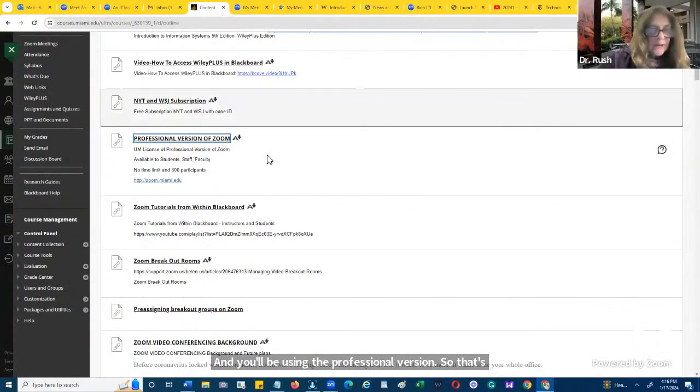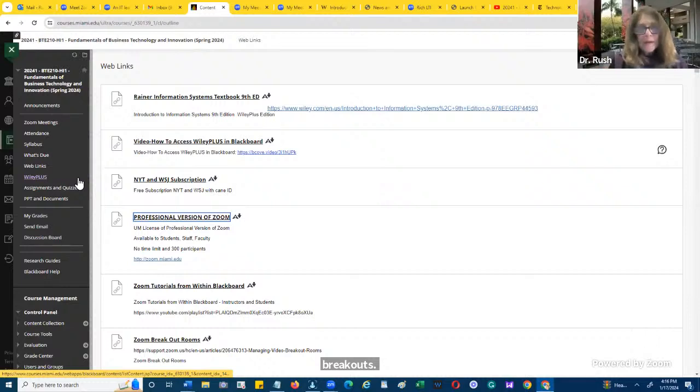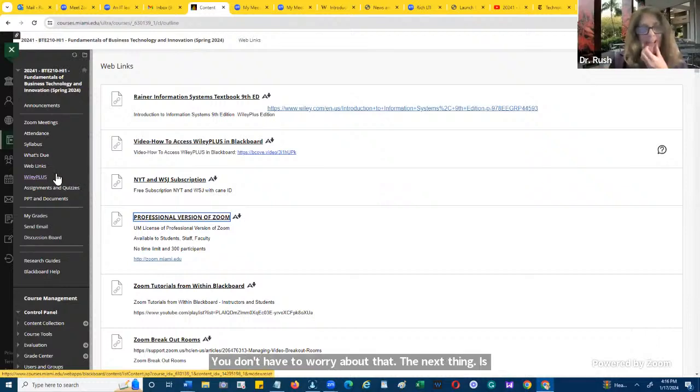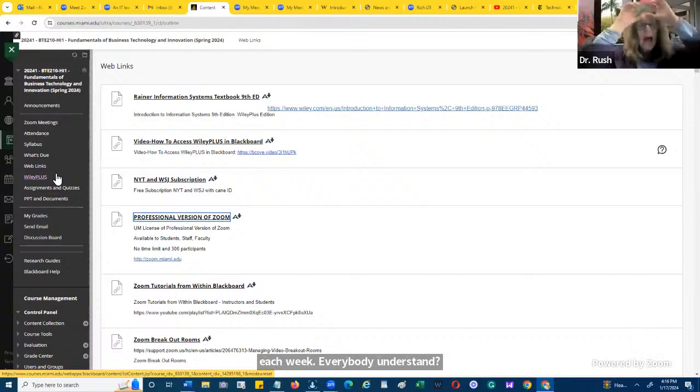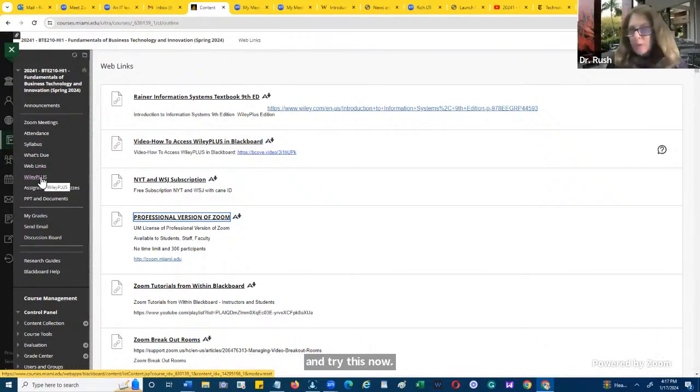These are Zoom breakouts. You don't have to worry about that. The next thing is, each week, everybody understand? Each week you will have quizzes in this class. You will have quizzes with Wiley Plus. That's why you need to buy Wiley Plus, and go ahead and try this now. Alex, click on Wiley Plus on your computer. Both my Alex Wasserman too.